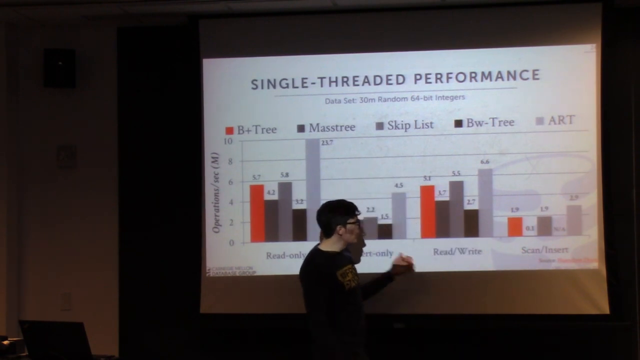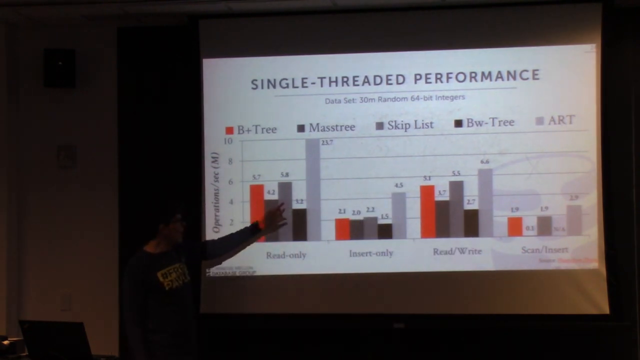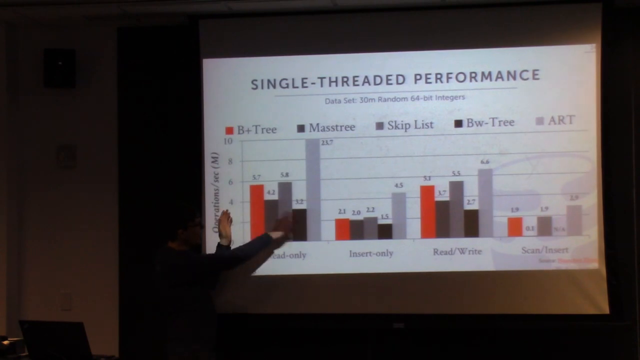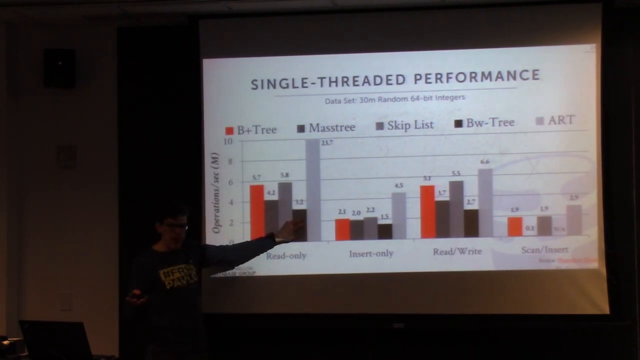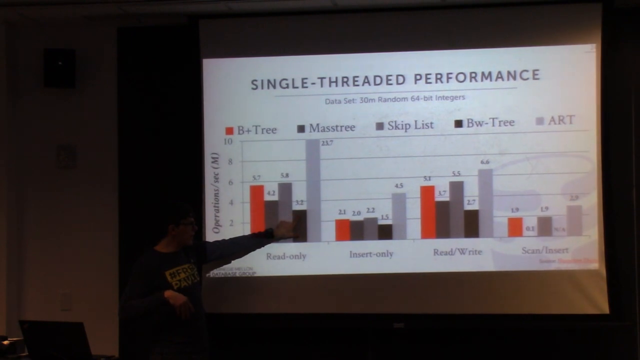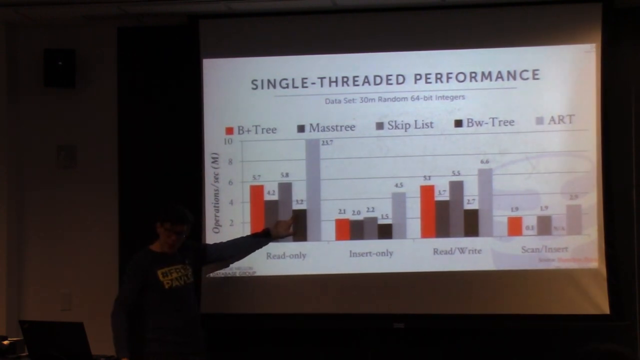And then the other thing I'll point out is that all the numbers except for the BW tree are from a paper we published last year. The BW tree experiments were run by a student that took 721 last year, and he implemented the BW tree that's in the system now. I don't think he's running on the same hardware.